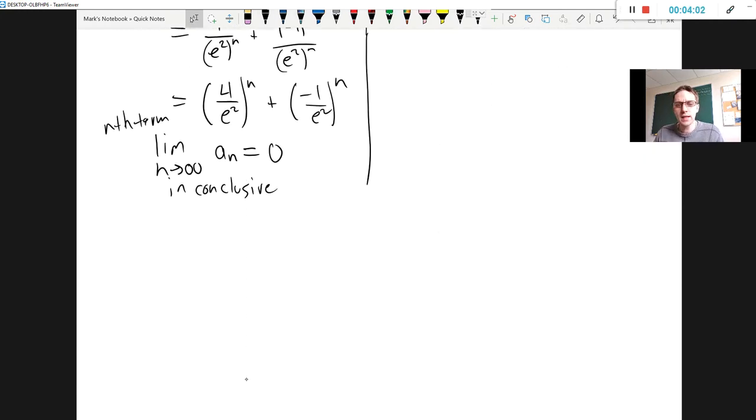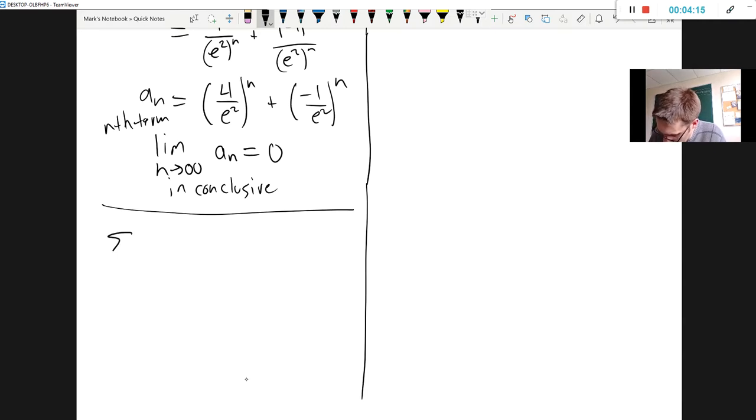All right, our next option is to see if this is a geometric series or a telescoping series. Given that we know that a_n is the sum of these two terms, which are constants raised to the n, it suggests that we can actually treat this as a geometric series. The sum that we're after can be written as the sum of 4 over e squared raised to the n plus the sum of negative 1 over e squared to the n. I didn't specify in the problem, but let's assume that we want to go from 0 to infinity.